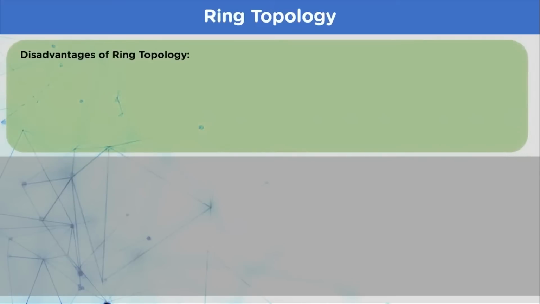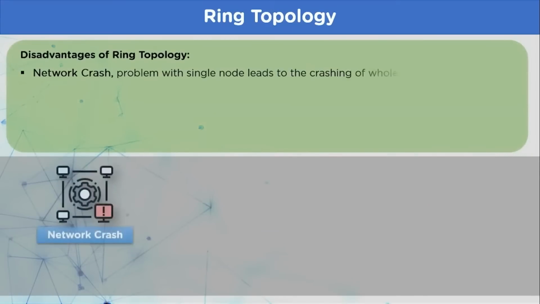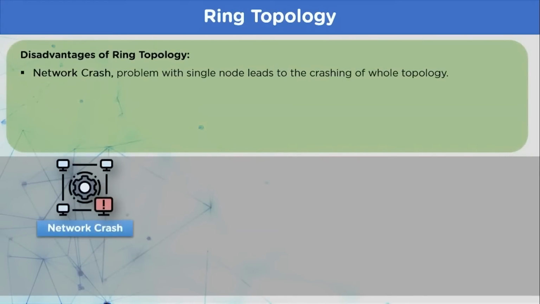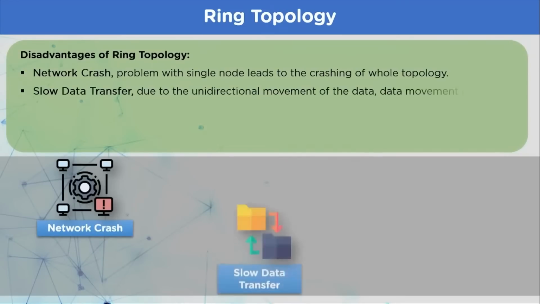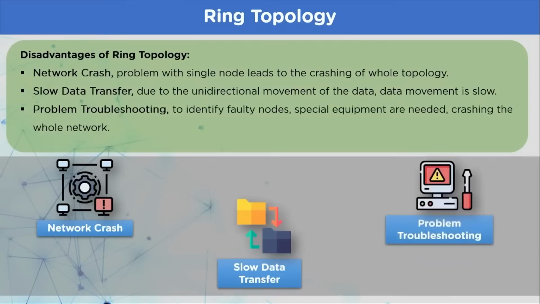Moving on, we have disadvantages of ring topology. In the case of a node crash, the whole system is affected and is non-accessible due to the direct connection of each node. The transfer of data is slow due to the token passing method in the network. Difficulty in troubleshooting a fault in the connection leads to the crash of the whole network.